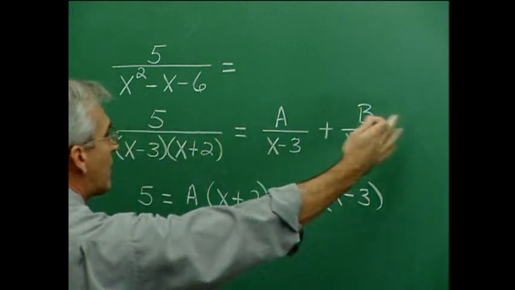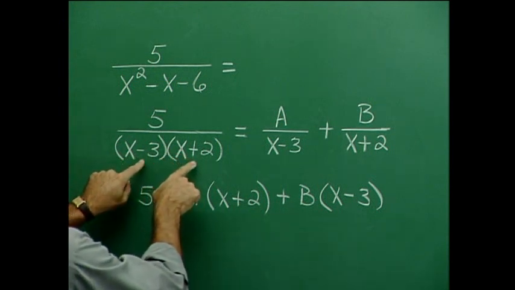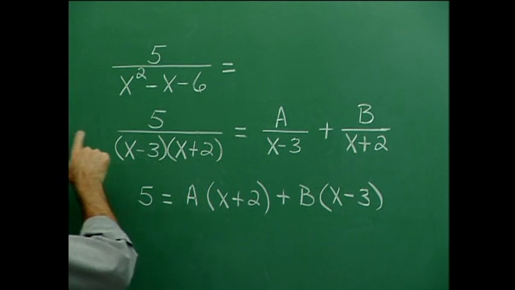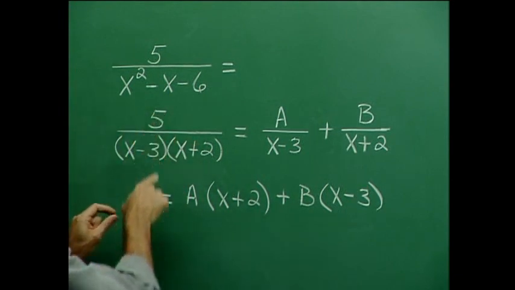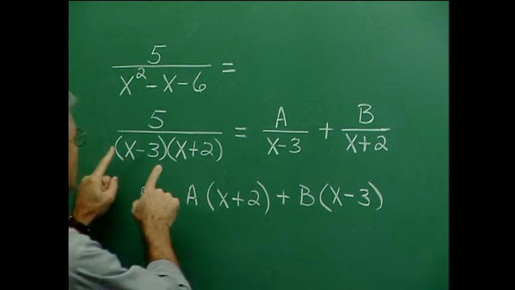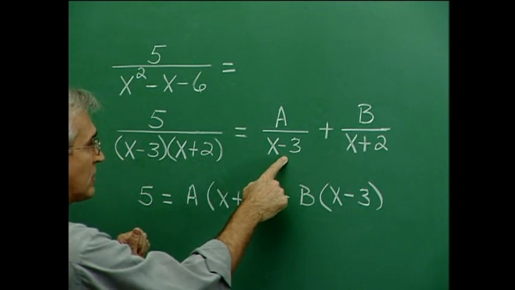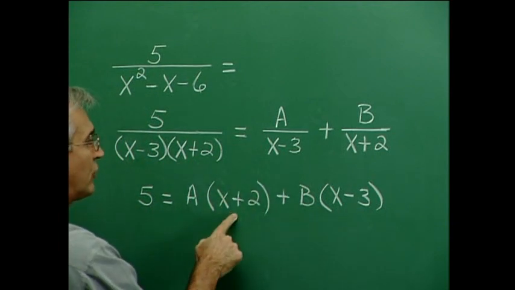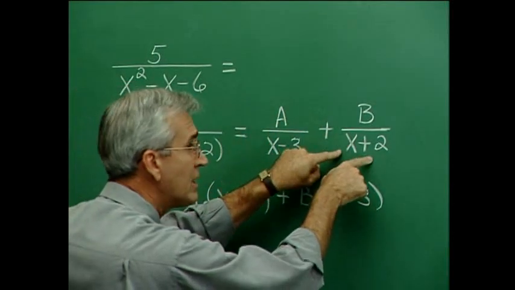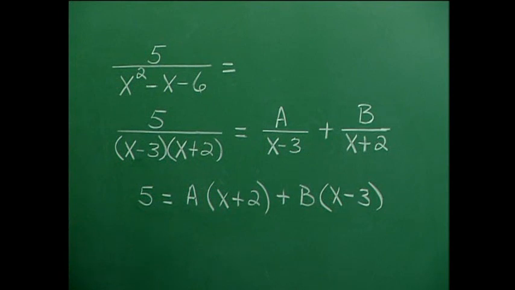Now let's clear the fractions here by multiplying through by a common denominator. The common denominator would be the product of these two factors, and when we multiply these two factors in this term, we get simply 5 after the cancellation clears these factors. When we multiply x minus 3 times x plus 2 times this fraction, the x minus 3's cancel and we have A times x plus 2. When we multiply x minus 3 times x plus 2 times this fraction, the x plus 2's cancel, so we have B times x minus 3.